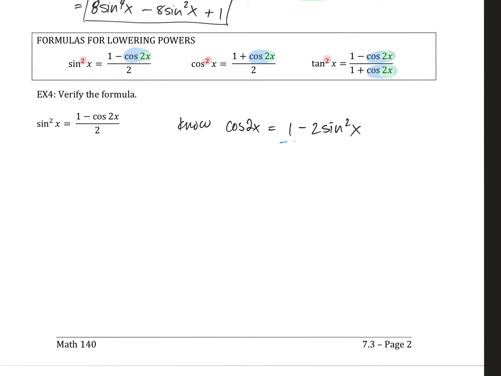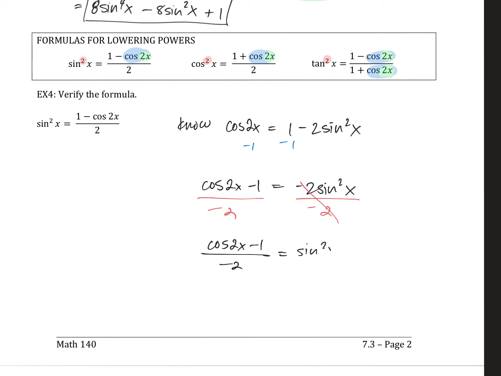So let's go ahead and solve for sine squared x. To do that, subtract 1 from both sides, and we'll get cosine 2x minus 1 equals negative 2 sine squared x. Okay, we're trying to get sine squared by itself. So let's divide by the negative 2. And then we'll get cosine 2x minus 1 divided by negative 2 equals sine squared x.